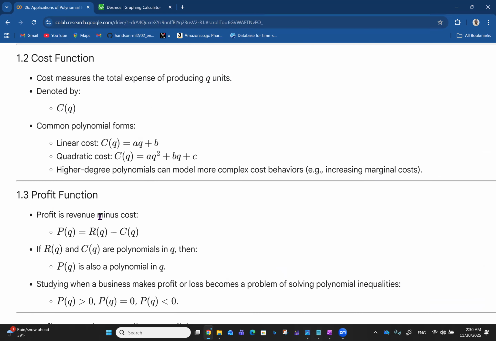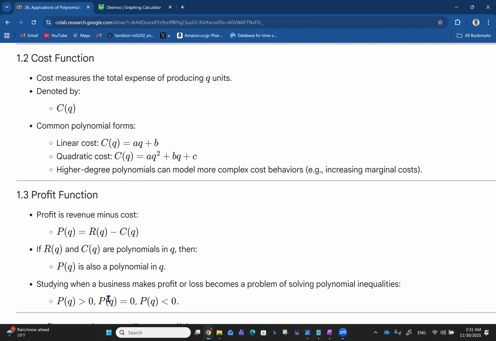Okay. Then from that, we can have a profit function. Profit is revenue minus cost, as we know already. So profit as a function of quantity, P of Q, is equal to revenue as a function of quantity minus cost as a function of quantity. So if R of Q and C of Q are polynomials in Q, then P of Q is also a polynomial in Q. So studying when a business makes profit or loss becomes a problem of solving inequalities like P of Q is greater than or equal to 0.